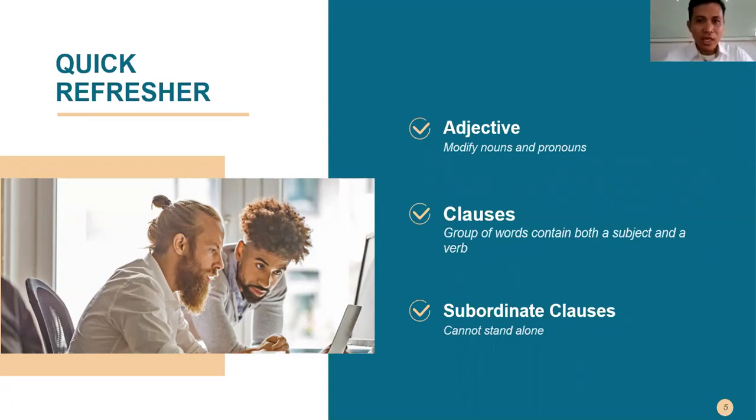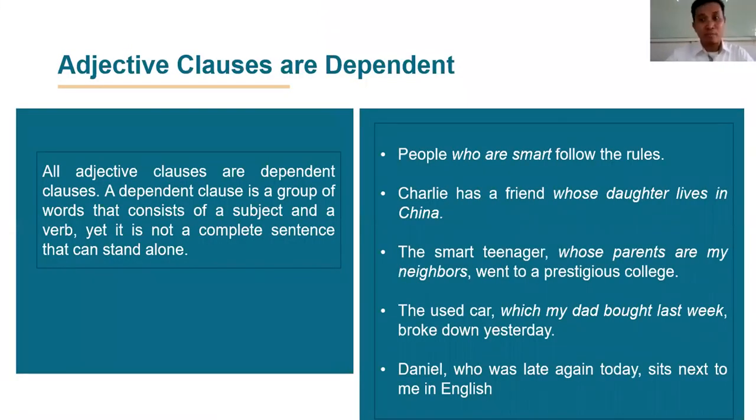Right, so the next. All right, so this is more explanation. Adjective clauses are dependent, like I said before. So which part is dependent? Adjective clause is dependent. A dependent clause is a group of words that consists of a subject and verb, yet it is not a complete sentence that can stand alone. It cannot stand alone because it's not a complete sentence. I'm going to give you some samples here.